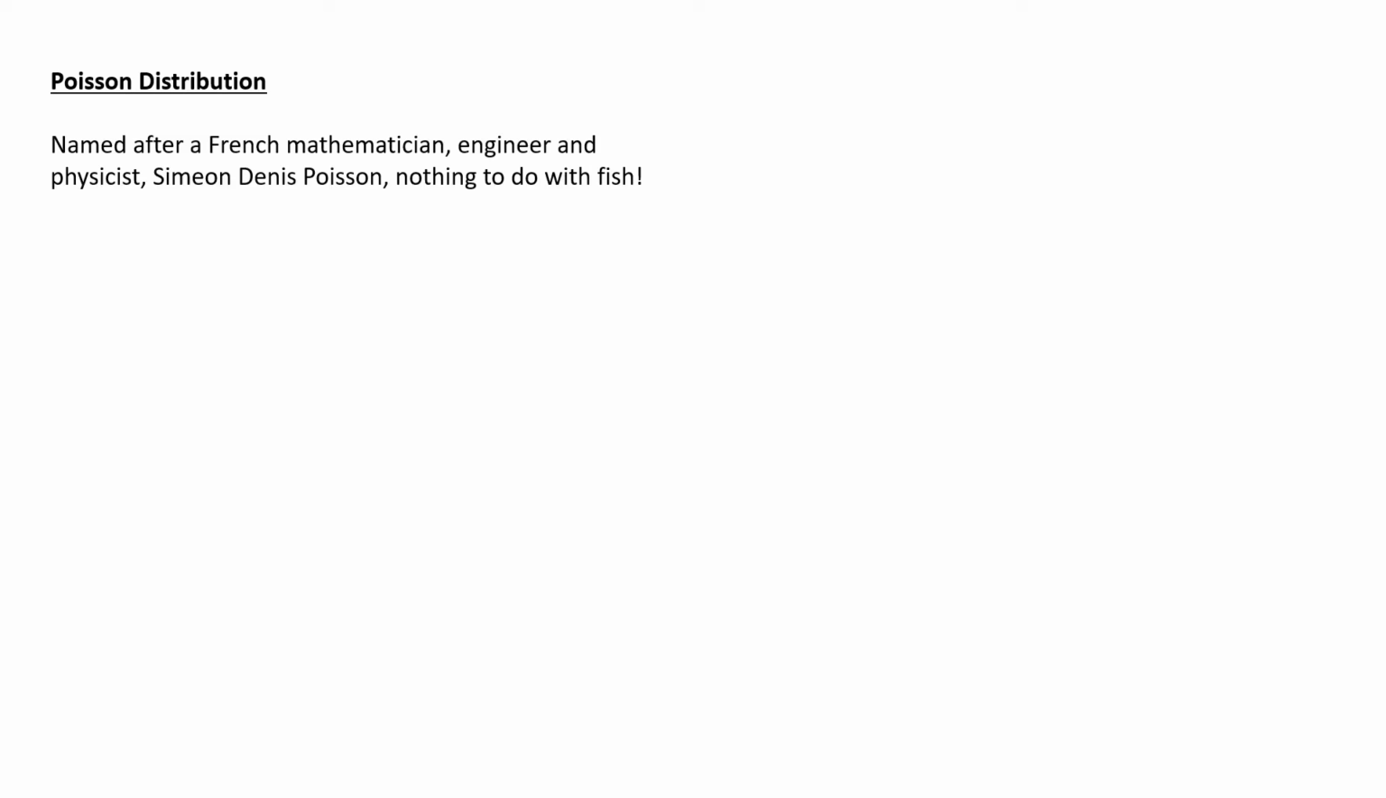So starting off with the Poisson distribution, and everybody knows that Poisson is the French for fish, but of course the Poisson distribution has got nothing at all to do with fish. Named after a French mathematician, Simeon Denis Poisson, in fact Baron Simeon Denis Poisson, it has nothing to do with fish.